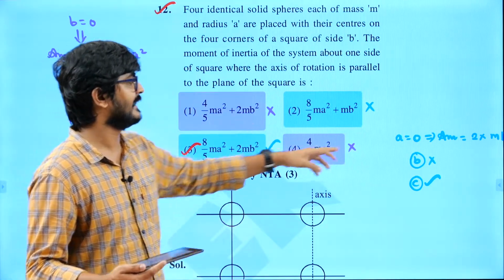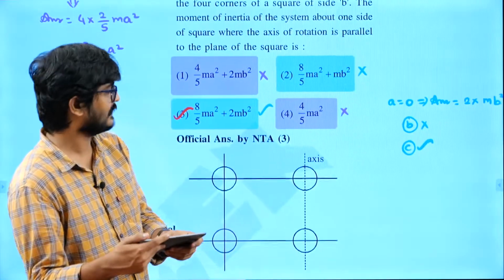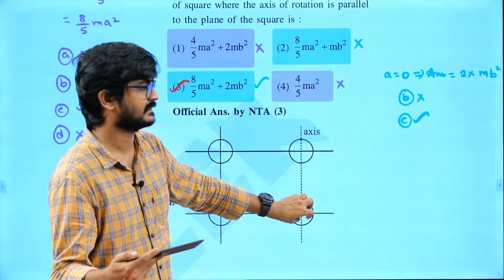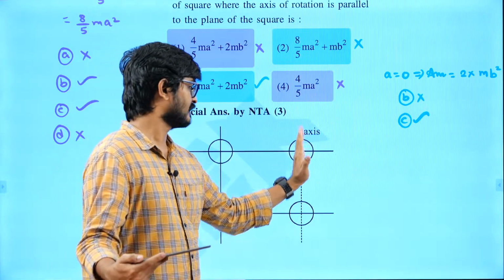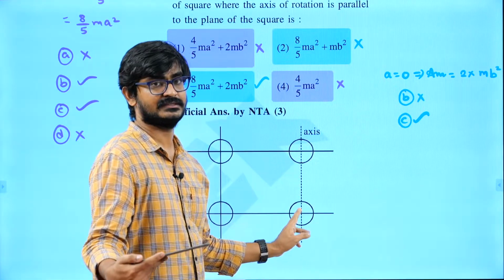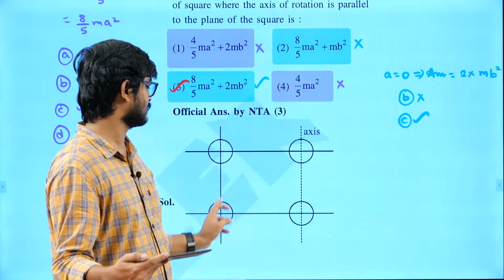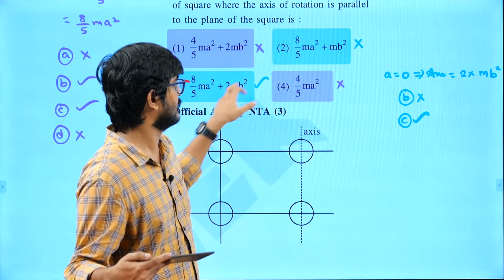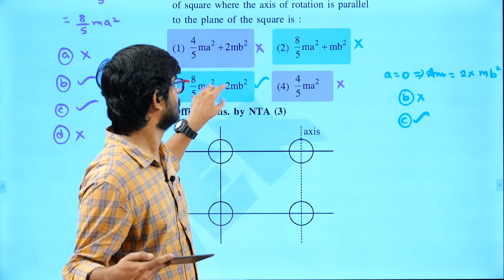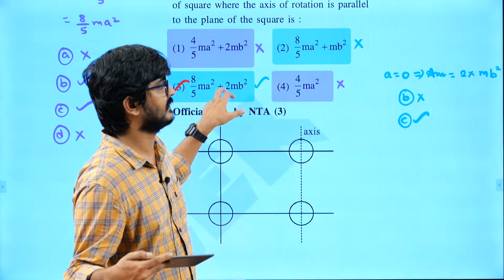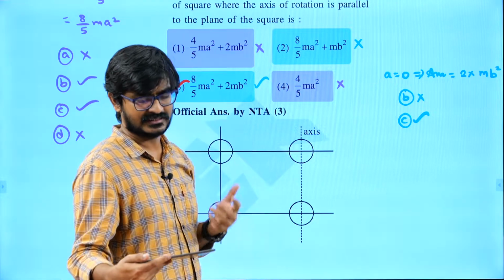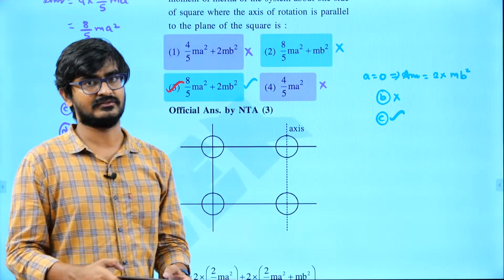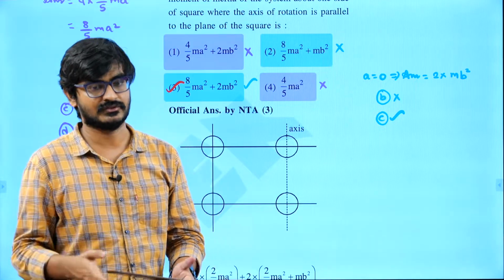Now I will be checking when a equal to 0. What does it mean by a equal to 0? A equal to 0 in the sense this will become point masses. So when this becomes point masses, the moment of inertia of these 2 point masses will be 0. This one will be mb square, this one will be mb square. So totally 2mb square. Now which one will give you 2mb square when you substitute a equal to 0? This one will give you 2mb square. So this is going to be the right answer, this is going to be the wrong answer. And it's not like we are guessing it without knowing anything. You must be having some idea to guess some of the questions.